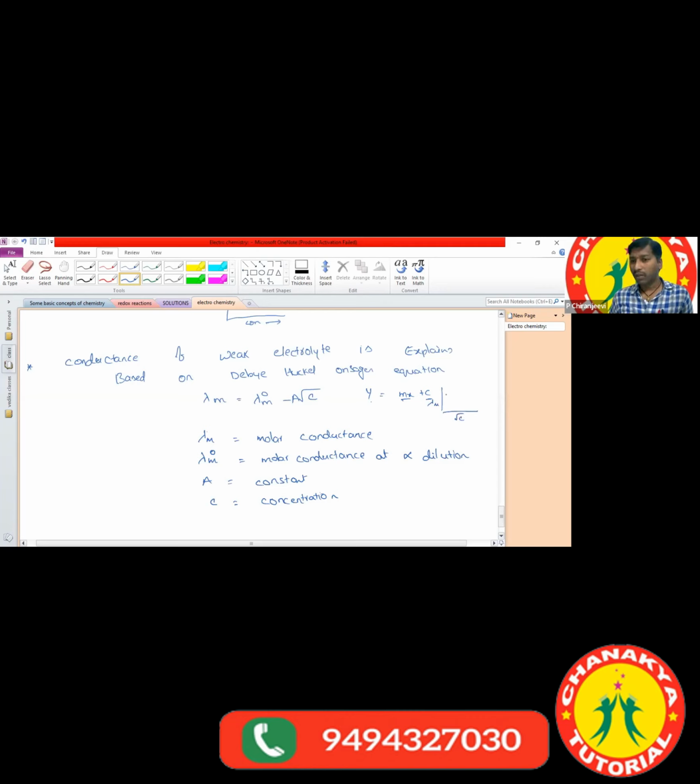Here the molar conductance of the weak electrolyte increases. If it increases, what is the slope here? Slope is nothing but minus A. And what is the intercept? Intercept is nothing but lambda m naught. So based on graphical questions also it is like that.